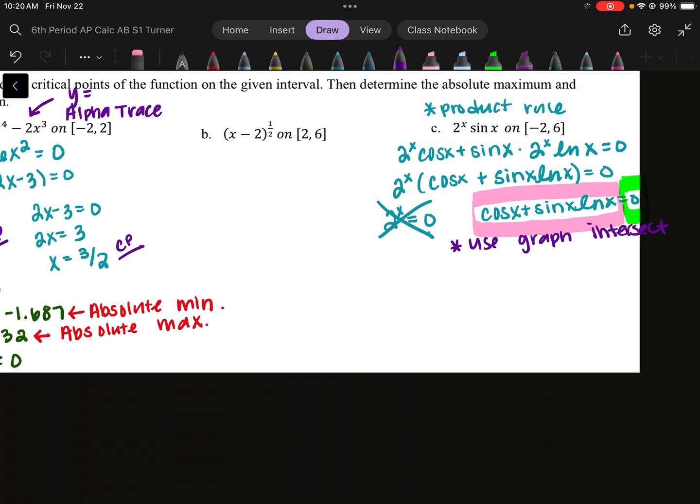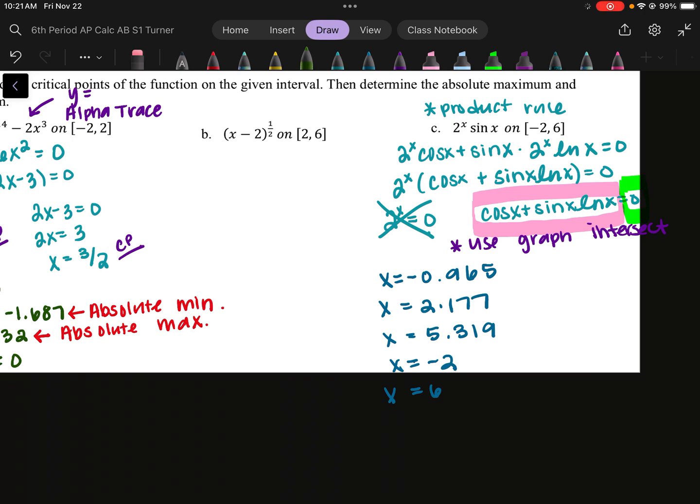When I plugged this into my calculator, there were only a couple of options in which we actually met at 0. One of those options was at negative 0.965. Another option was at 2.177. And then my third option was 5.319. And then you'd want to be sure that you also test your critical points or your starting points, which were negative 2 and positive 6.